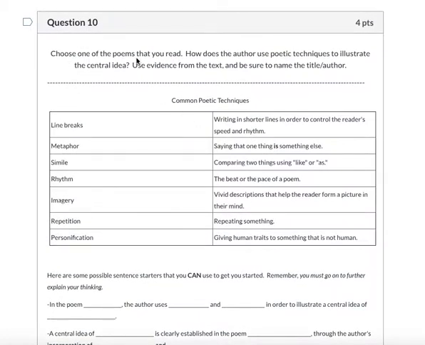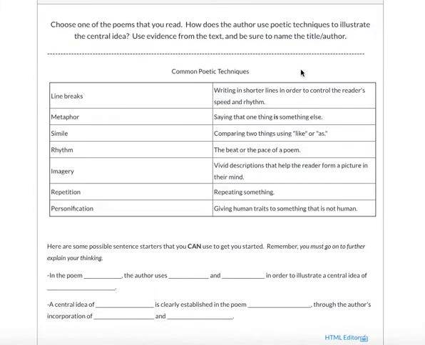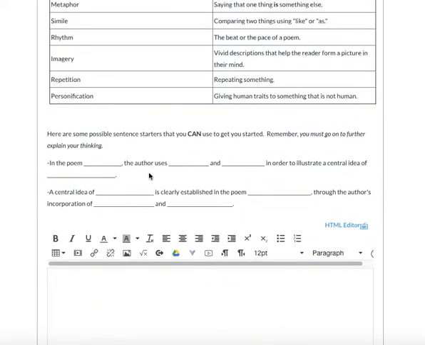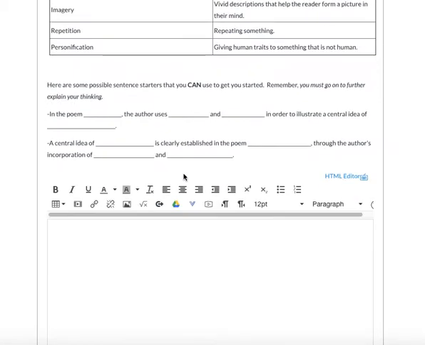So you're choosing one of the poems that we have read this week, and then how does the author use the poetic techniques to illustrate the central idea? Use evidence from the text, and be sure to name the title and or the author. So this is getting you started with your claim. Then you're going to further describe how the elements that you chose emphasize that central idea.